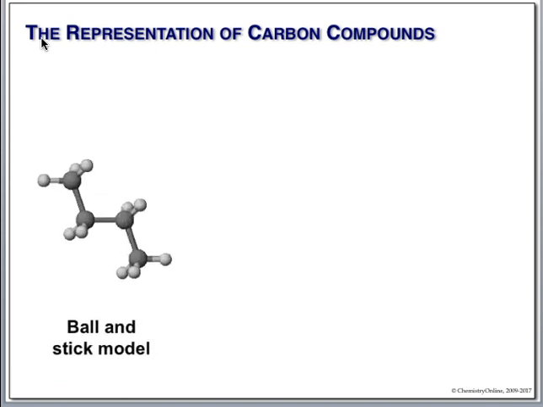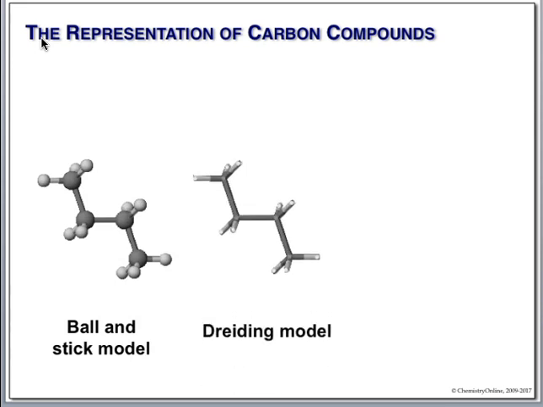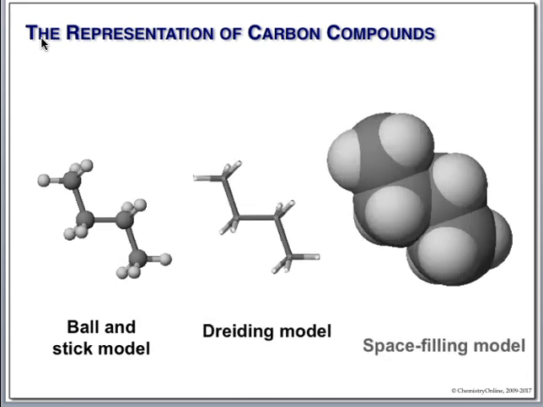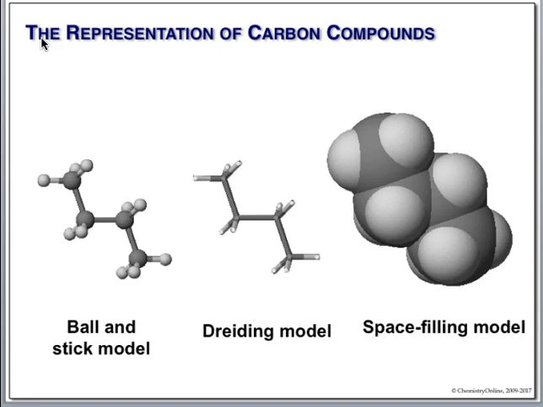In terms of computer animation of these things, there are 3 basic modes that we use. This, quite obviously, is what's called the ball and stick. We use little balls to represent the atoms, and we use sticks to represent the bonds. If you do away with all the balls and just keep sticks only, you get what's called a dreiding model. Looks something like this. But again, you can see this is a carbon with 3 hydrogens, 2 hydrogens, 2 hydrogens, and 3.